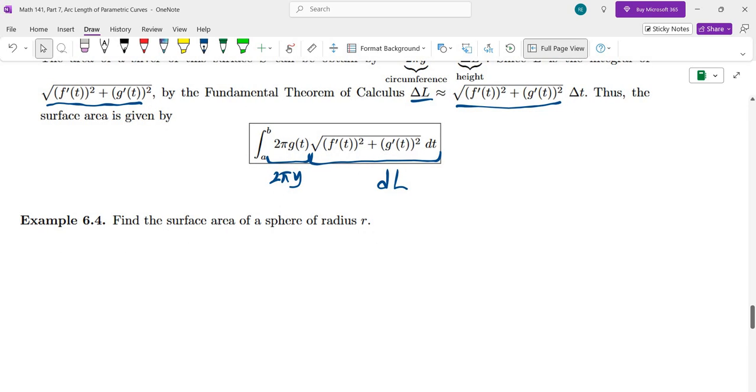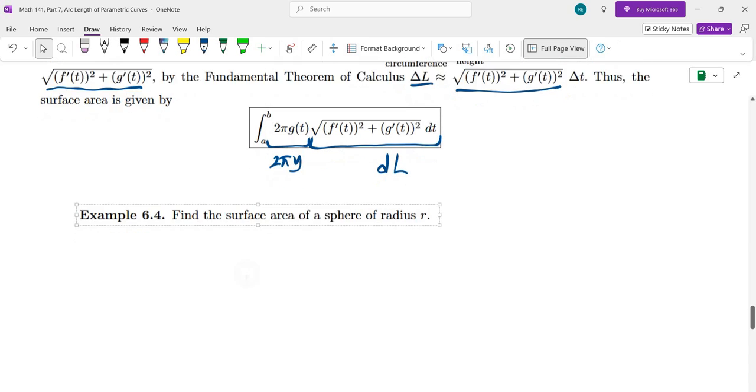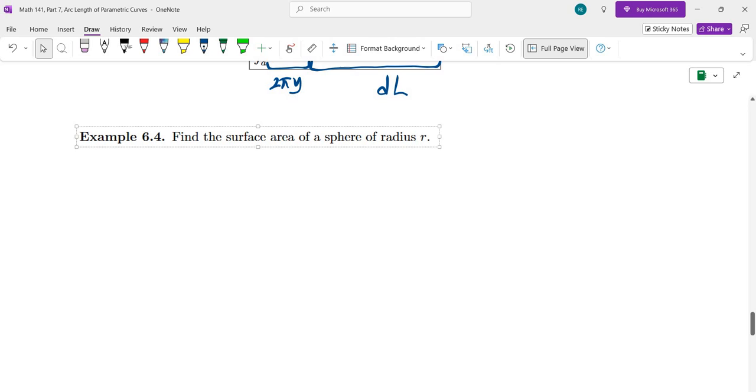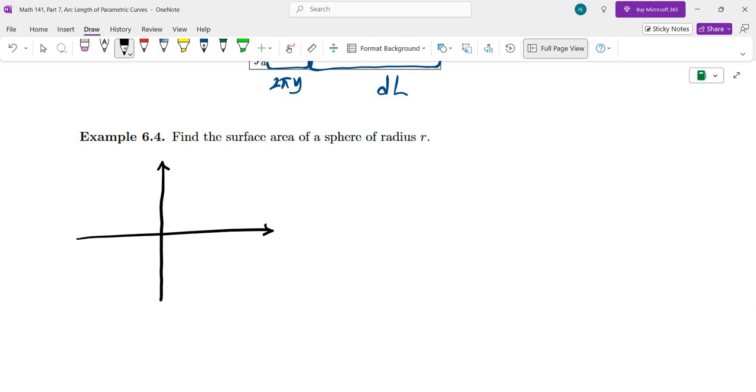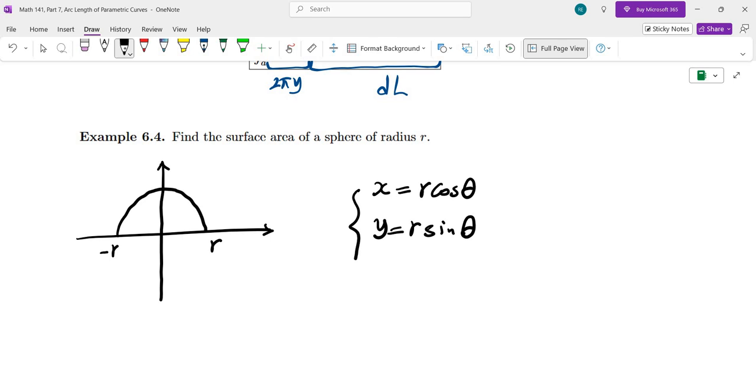So let's look at a couple of examples on this. Find the surface area of a sphere of radius r. So we can obtain a sphere by rotating a circle, or a semicircle rather, of radius r. If you rotate a full circle, you get twice a sphere. So we take this one. The parameterization for that is x equals r cosine theta, y equals r sine of theta, or t, doesn't really matter. And then theta goes from 0 to pi. This is our angle theta.